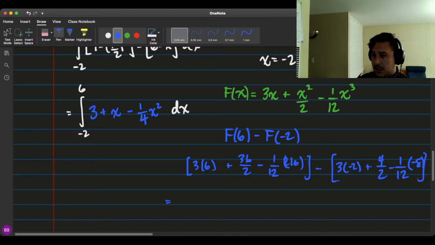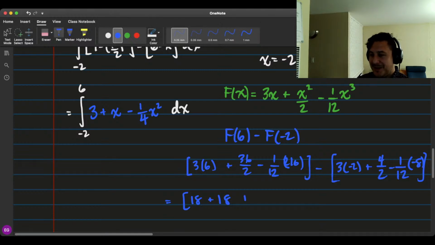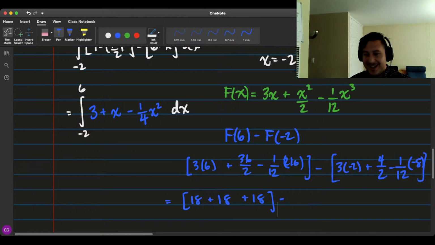Okay, so 3 times 6 is 18. 36 divided by 2 is 18. 216 divided by 12 is 18. Whoa, that's sort of cool. Why were all of those 18? I don't know. I'm a little excited about that, but I like when that happens with numbers.